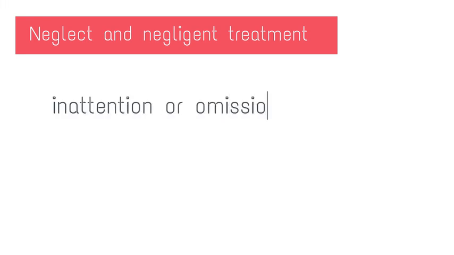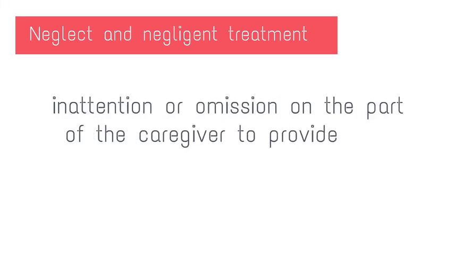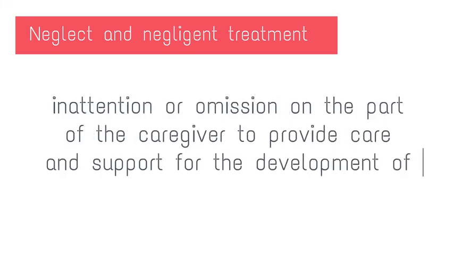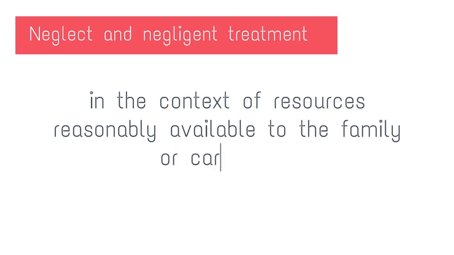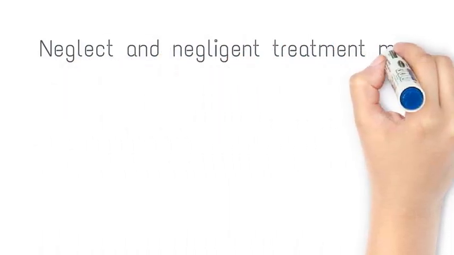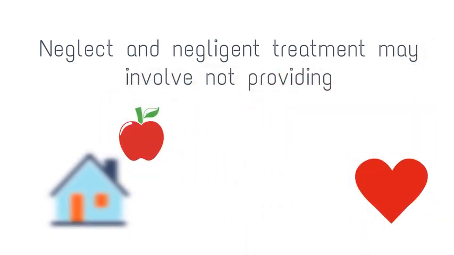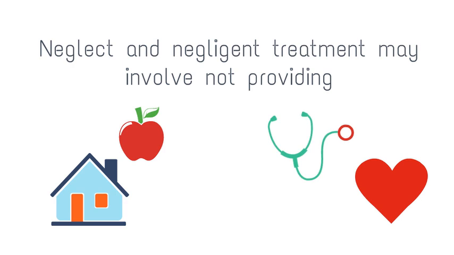Neglect and negligent treatment. Inattention or omission on the part of the caregiver to provide care and support for the development of the child in the context of resources reasonably available to the family or caretakers. Neglect and negligent treatment may involve not providing necessary nutrition, shelter, and safe living conditions, health care, or education.